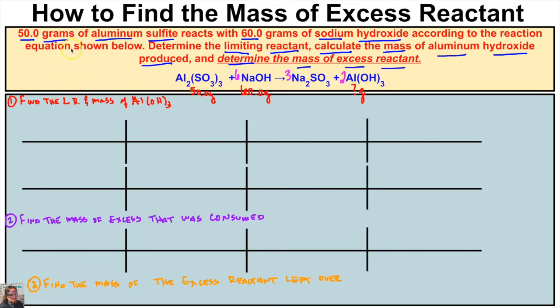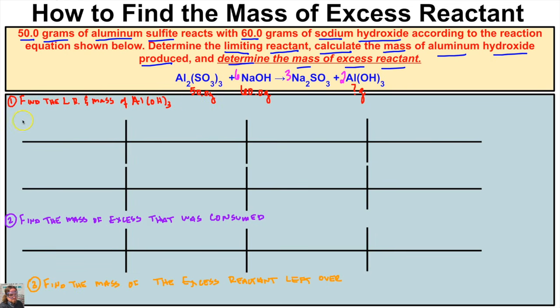In this very first step here, we have 50 grams of aluminum sulfite reacting with 60.0 grams of sodium hydroxide. We need to figure out first how much aluminum hydroxide will be produced and which of these two reactants is going to run out first. Which of these two reactants, in other words, is the limiting reactant and limits the amount of aluminum hydroxide that will be produced. So what we have to do is we have to set up two problems.